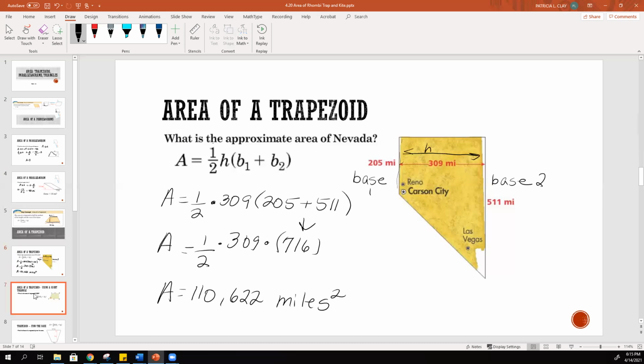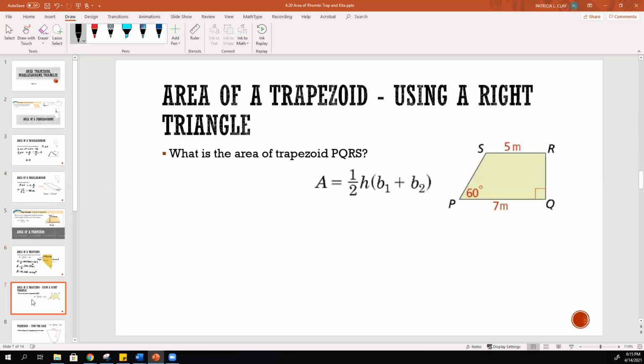Let's go on to our next problem. So we can also use right angles to help us if we don't have the height for a trapezoid. See, in this particular one, we don't have the height. We know it's a right angle here, but we also know if we draw this right here, we also have a right angle right there. And so now, since it told us the angle was 60, we have a 30, 60, 90 triangle right there. So the rules apply.